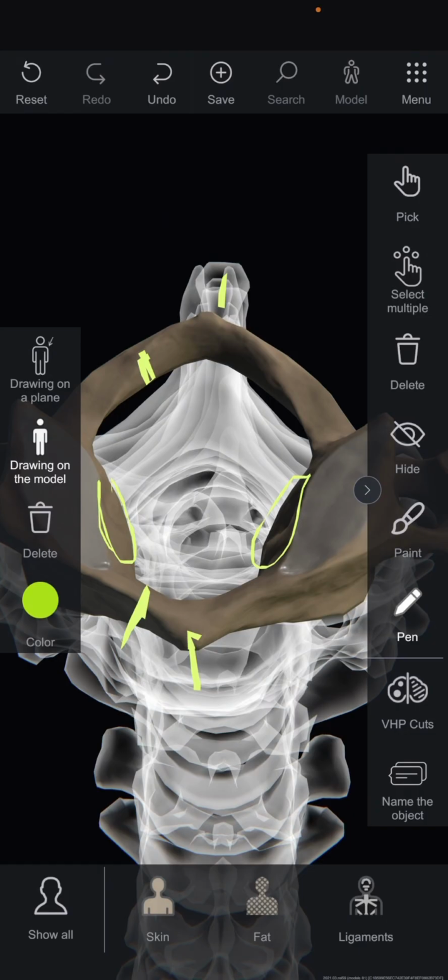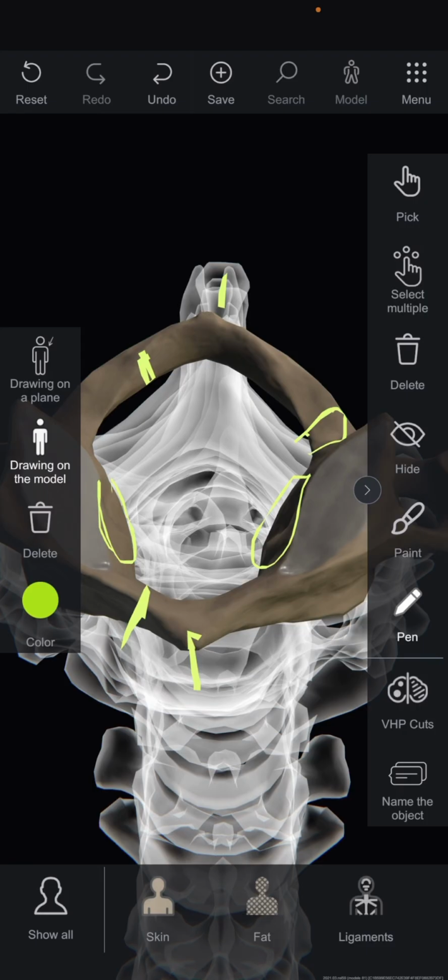And here is one more formation: this is the groove, or sulcus in Latin. These are the grooves for the vertebral artery, because the vertebral artery passes through the cervical region, and when it enters the skull, it goes through this sulcus.